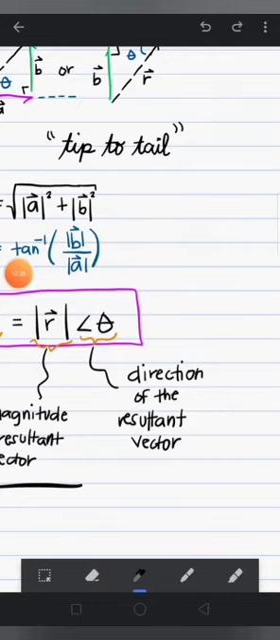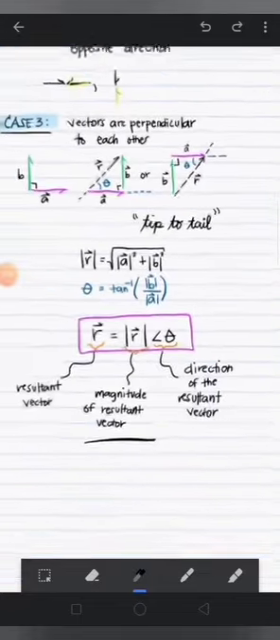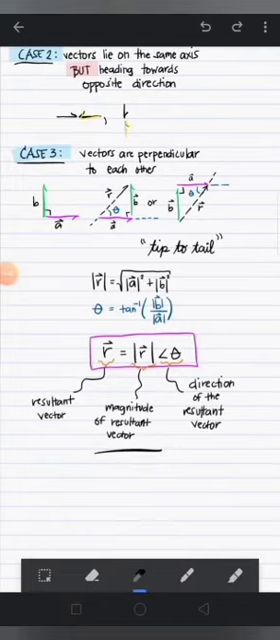Please stay tuned, because in the next video we will discuss case 4 and another trigonometry review that is helpful in the next topics. Thank you.